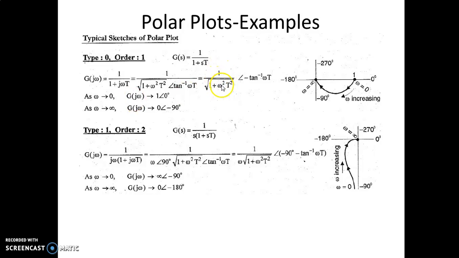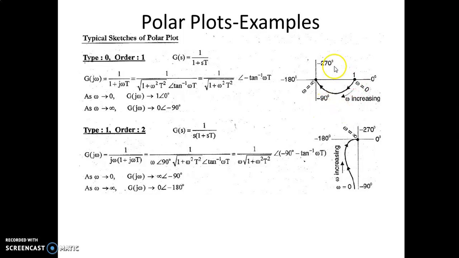When omega is equal to 0, the magnitude is 1 over 1, that is 1, and the angle is 0. As omega tends to infinity, the magnitude is 1 by infinity, that is 0, and the angle is minus 90. So the starting point, at frequency 0, has magnitude 1, a positive real axis value with an angle of 0 degrees, and the end value is at minus 90 degrees with magnitude 0. This is the simple graph as omega increases from 0 to infinity. This is the first order transfer function.